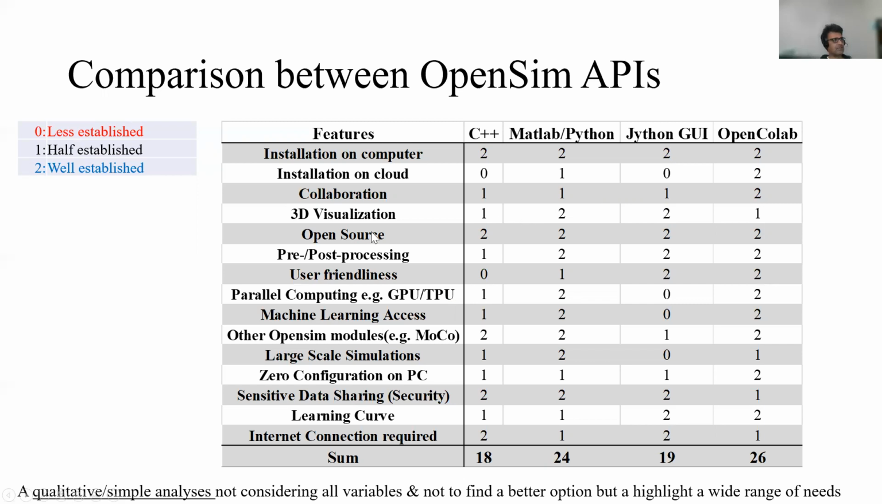Well, in terms of open source, post-processing, user friendliness, and so on, the learning curve is something that I always love to learn faster. We all love to learn faster. So I believe OpenColab and GUI are quite easy to learn and implement. It's just a matter of a few minutes, so you can just learn and implement it. Again, this is not the perfect comparison, but it gives you an idea of where we are heading.